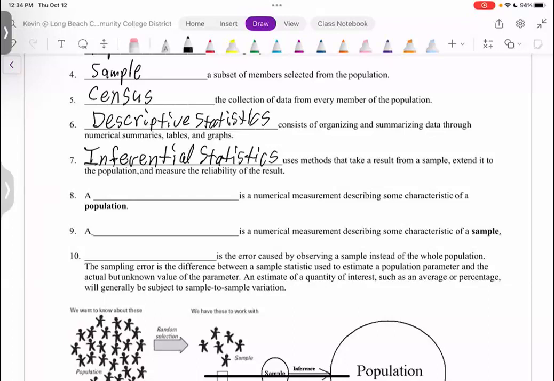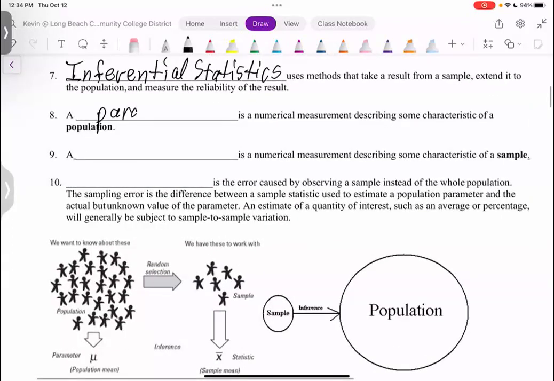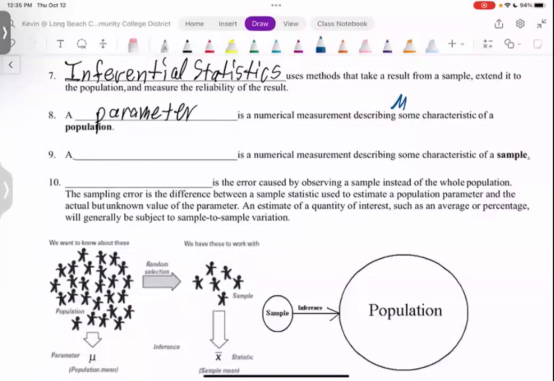All right, number 8, a parameter, and we're going to practice this in a few minutes. A parameter is a numerical measurement describing some characteristic of a population. Now, when we're talking about a parameter, typically we are looking for mu. That's a Greek letter mu. You can see it kind of looks like an M, looks kind of like a U as well. That represents the population mean.